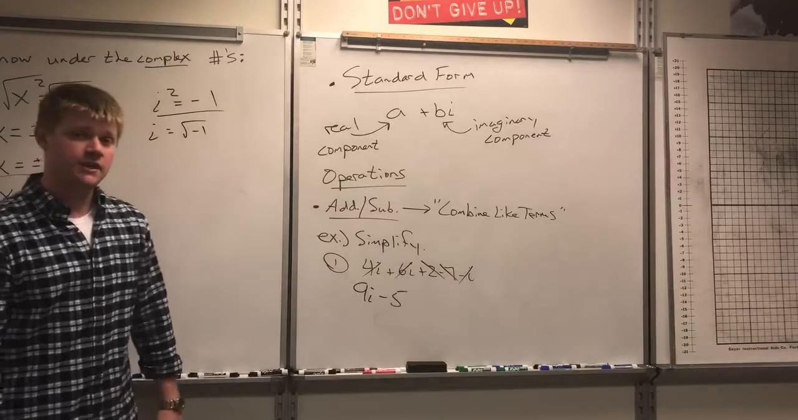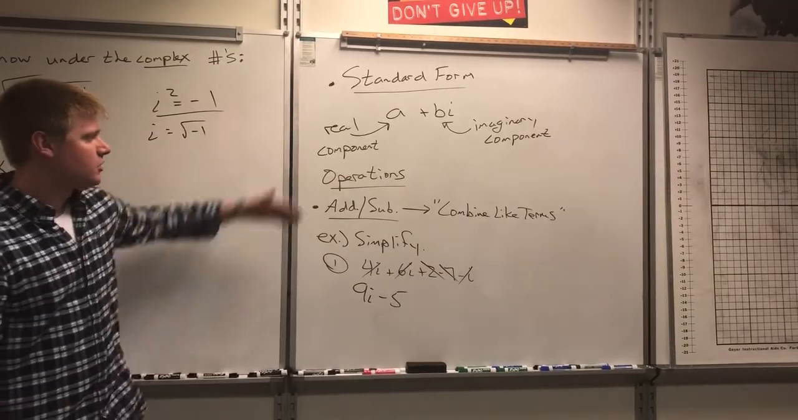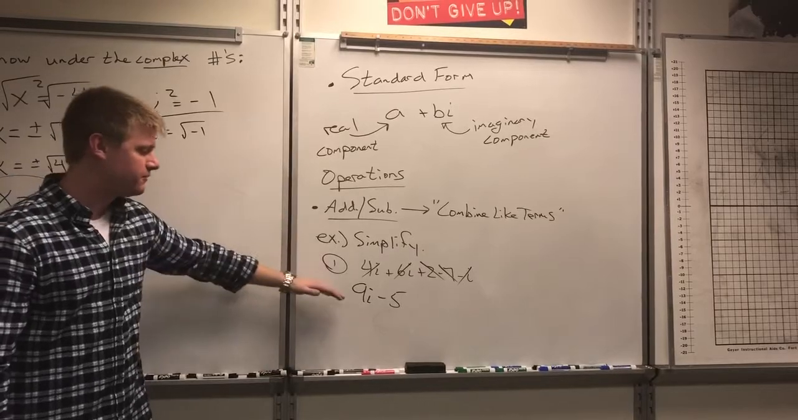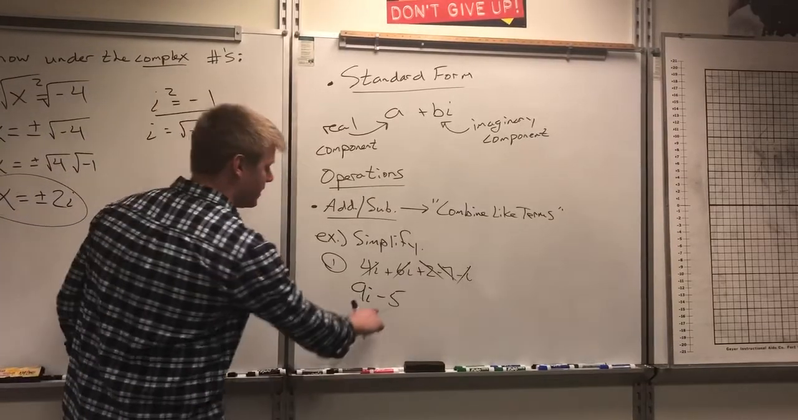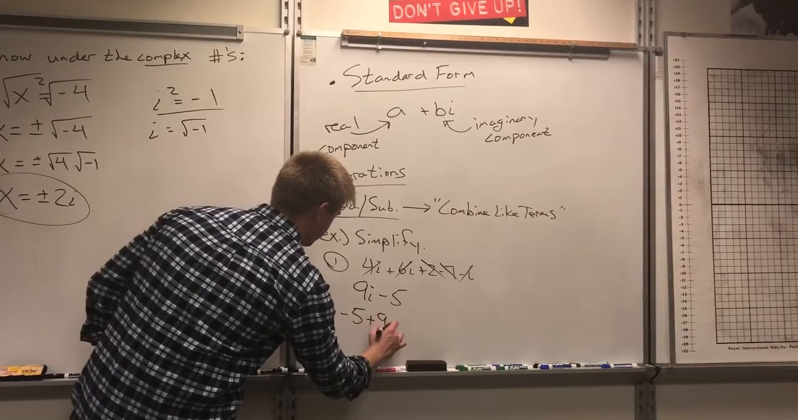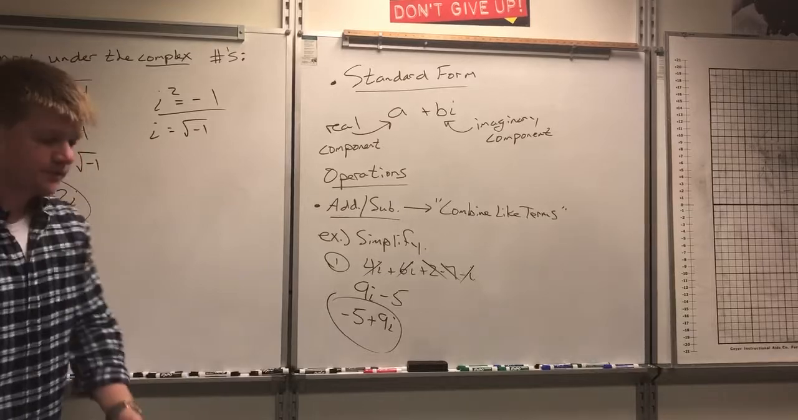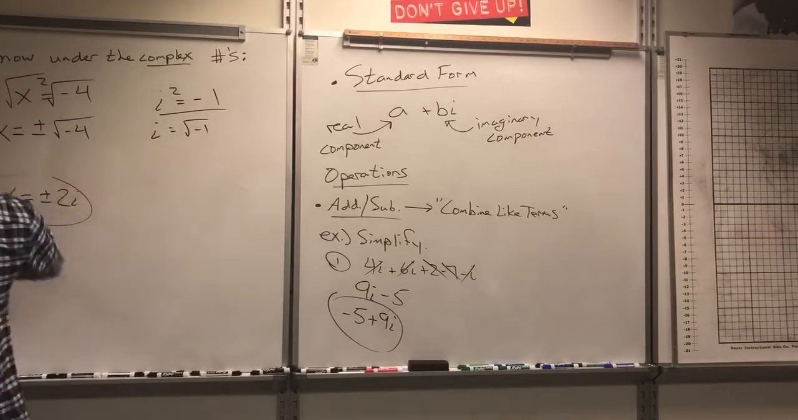Now, see if you can catch my mistake here. This is going to lose you a point on a quiz or an exam. All goes back to standard form. So to be fully simplified and formatted, real number first, negative 5, imaginary number second, plus 9i. So again, that's it. It all boils down to very familiar concepts.